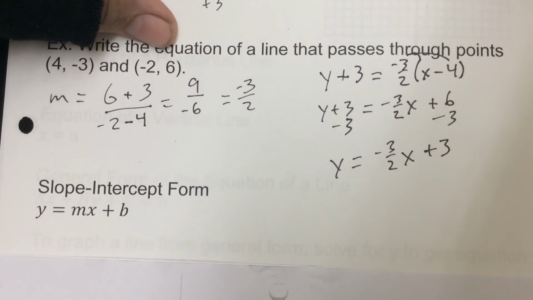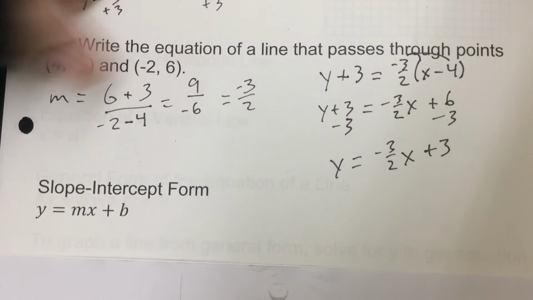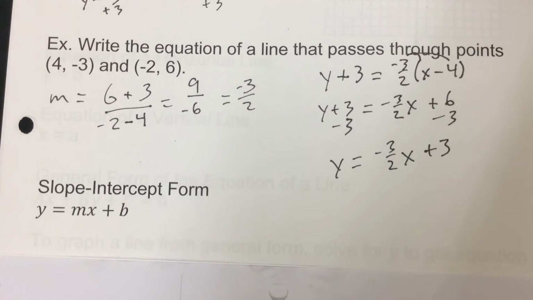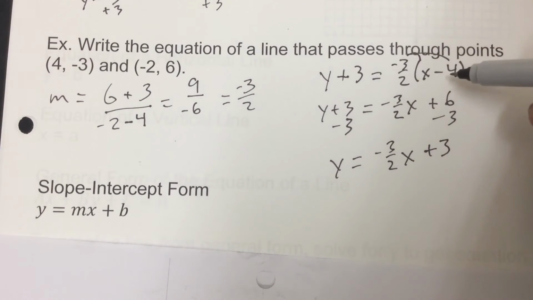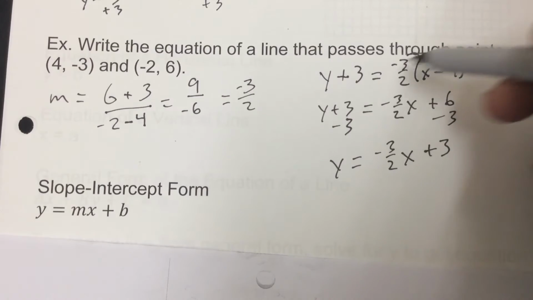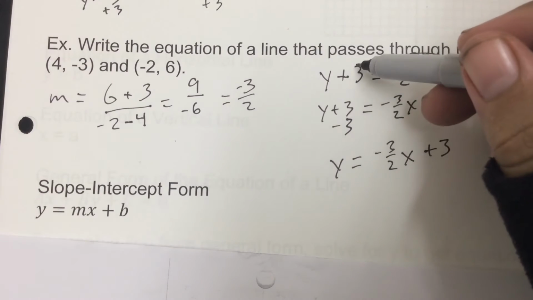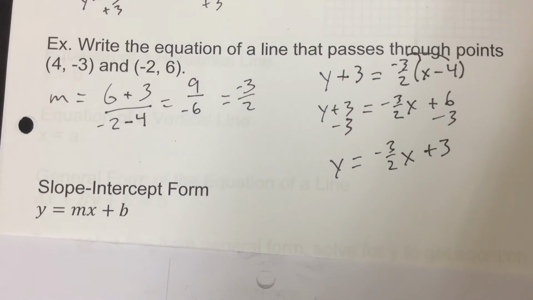Now, if we would have done the negative 2 and the 6, we would have gotten the same thing in the end. Still would have got the same equation, all right? Because we would have had a minus, so y minus 6, and then a plus 2 here. So we would have got a negative 3, and when we add the 6 over, we would have got the plus 3 too. Okay?